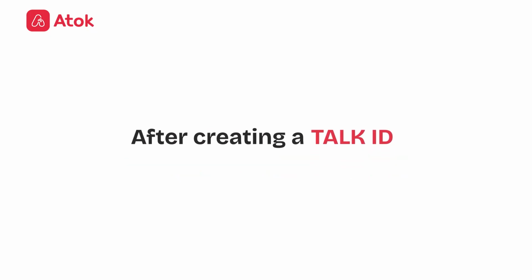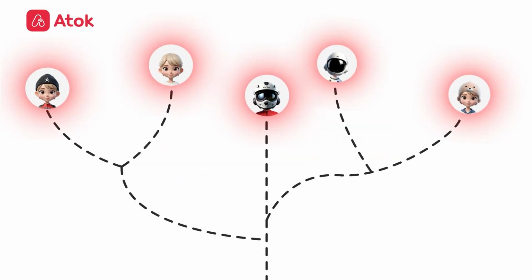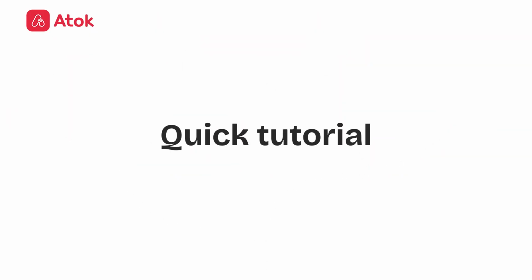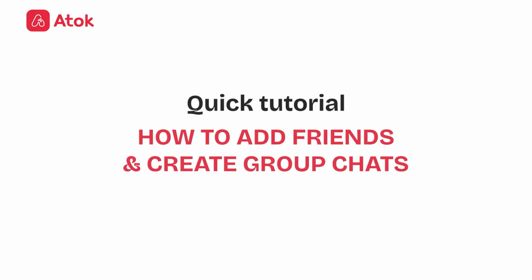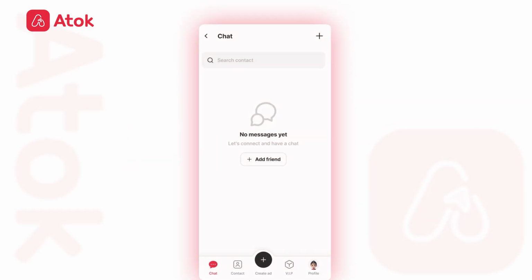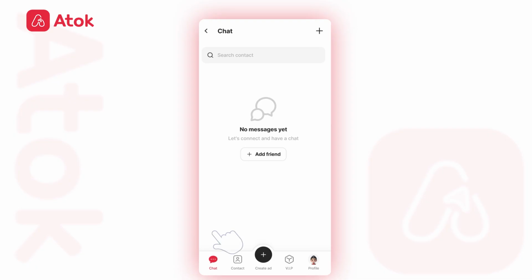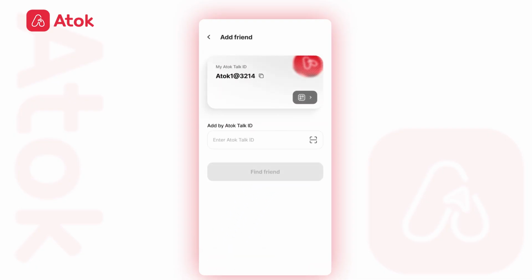After creating a Talk ID, the next step is to connect and communicate with friends. In this quick tutorial, learn how to add friends and create group chats for seamless communication. To begin with, tap the Add Friend button in the center of the page. A new screen appears with two options.